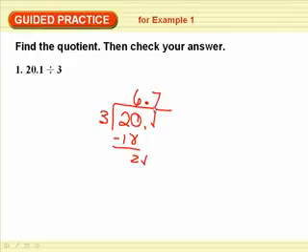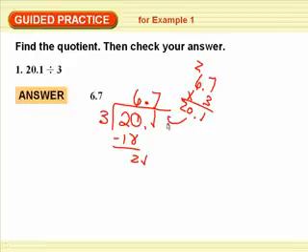Check my answer. One way to check it is to just round. 6.7 is almost 7. 7 times 3 is 21, and it's a little less since we rounded up, so it would work. Or to check division, you could always do 6.7 times 3, and then you should get the number that was your dividend. So that's a good way to check division, is to multiply.